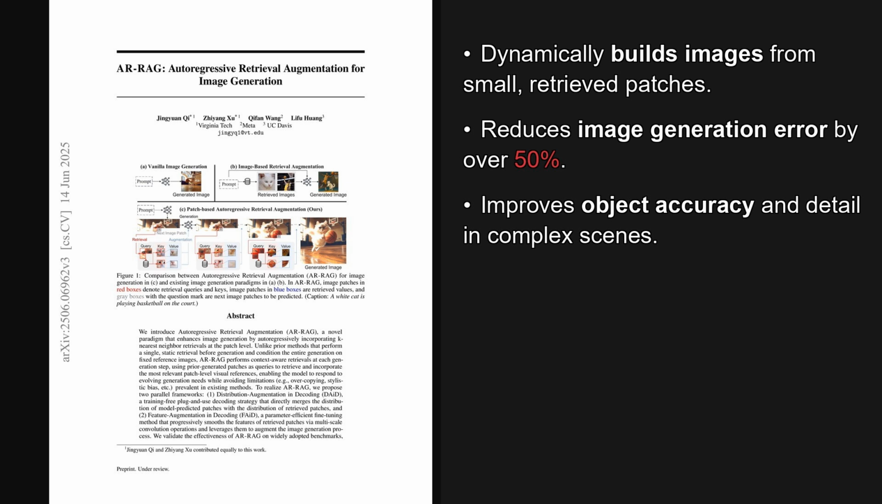Alright, so the core idea here is to tackle a common problem in image generation, things like local distortions or inconsistencies. This paper introduces a technique called Autoregressive Retrieval Augmentation. Instead of looking at a whole reference image at the start, it dynamically retrieves small, relevant patches of images at each step. It uses the parts of the image it's already created to find the best visual snippets from a database to guide what comes next. This patch-level approach really helps reduce those distortions and improves object consistency, and as we'll see, the results are quite impressive.